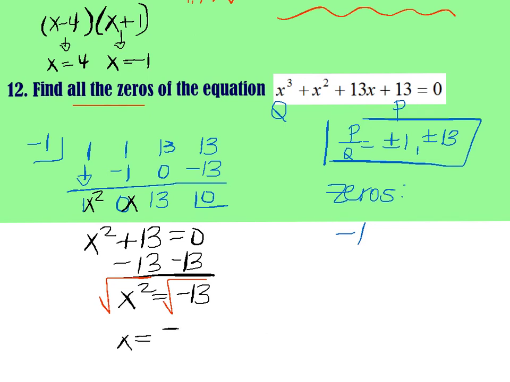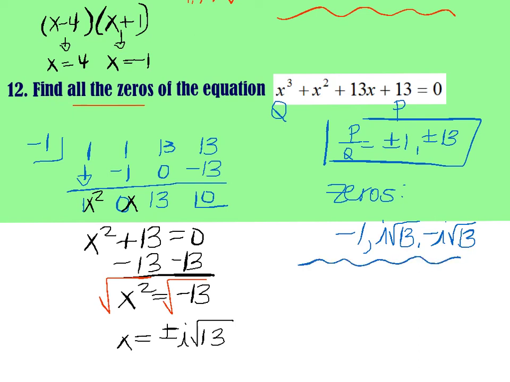So x is equal to plus or minus i, and then the square root of 13 just stays the square root of 13. It's not a perfect square, and we can't break that down at all. So our answers are negative 1, i square root of 13, and negative i square root of 13. So here are my zeros. These are my final answers.